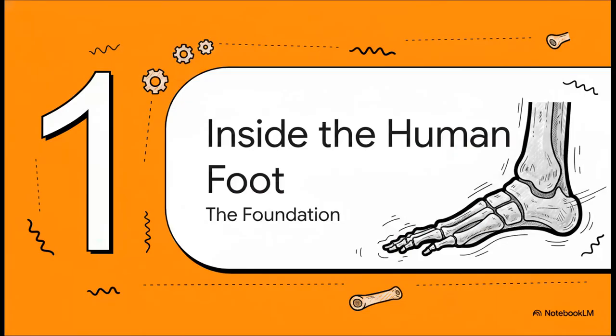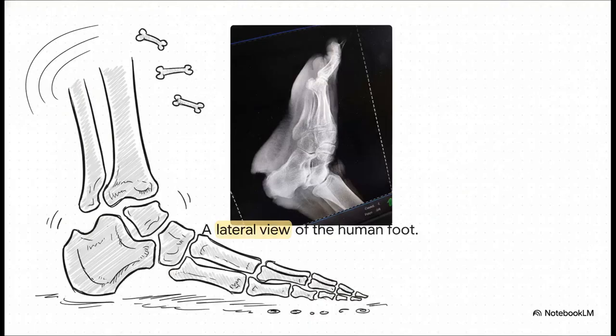All right, part 1. Inside the human foot. The foundation. Okay, let's dive into this. The human foot is an absolute marvel of engineering. I mean, it supports our entire body weight while keeping us flexible enough to walk, run, jump, the whole shebang. Looking at this lateral or side view, you can immediately see the general structure forming the arch. Now, toward the bottom left, check out that massive foundational block. That's the heel bone, or the calcaneus.